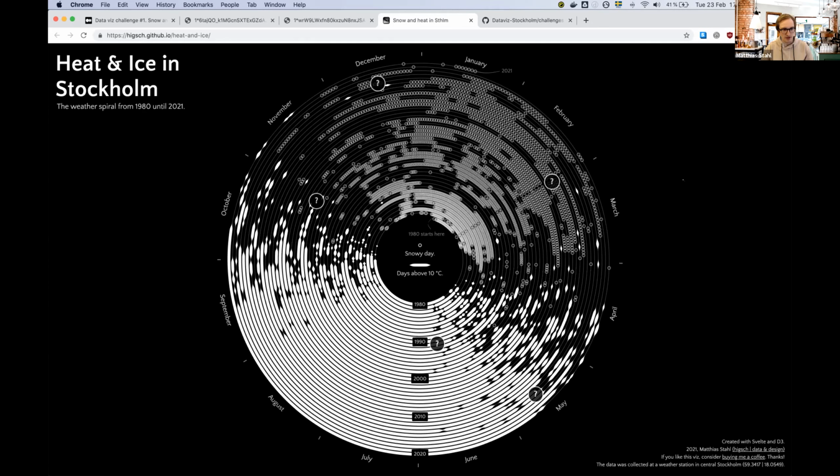It looked quite nice when starting 1990 or 2000, but the overall patterns, like for example, that there are some days in the winter where it is above 10 degrees, that is only visible when you have more data. So this was like this compromise between how much data to show, how much to hide, actually.